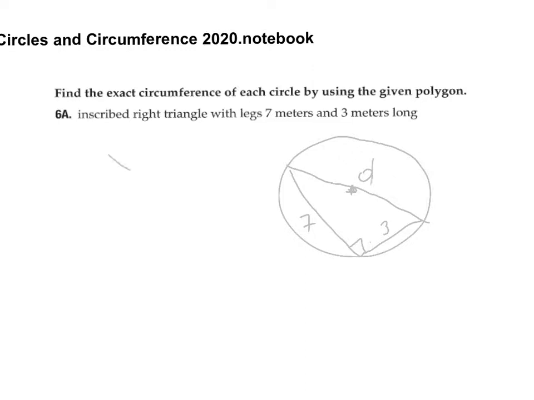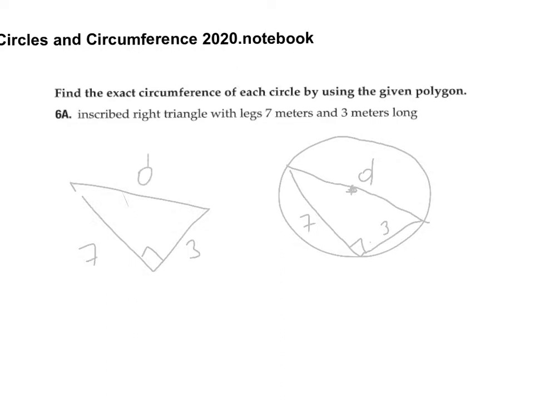Let me redraw the triangle over here because that's the really key moment here. Oh, that's a bad triangle. Let me erase it. Let's do it again. So a triangle should look like this. Right angle, 3, 7. And this will be your diameter, your hypotenuse.